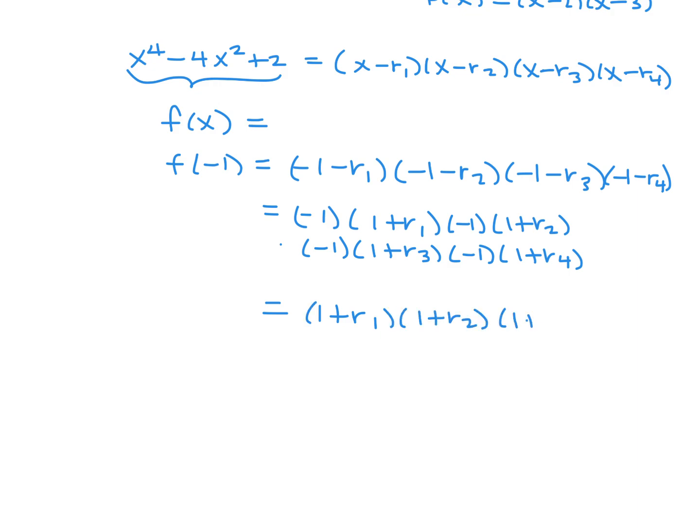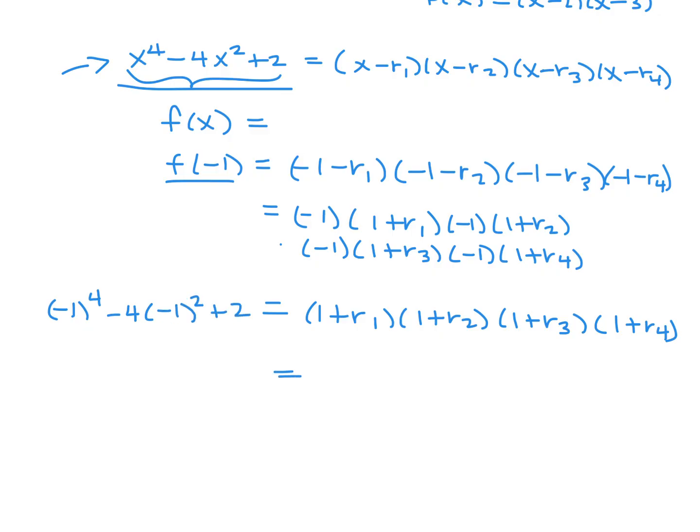And then, of course, we have to figure out the numerical value of f at negative 1. Well, this is f of x, so we have to put negative 1 into here. So it'll be negative 1 to the power of 4 minus 4 times negative 1 squared plus 2. So that looks like 1 minus 4 plus 2, and that looks to me like negative 1. So negative 1 is the answer to that question.